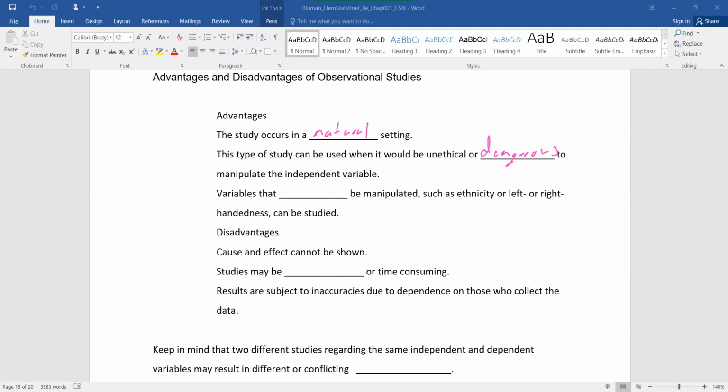Then, variables that cannot be manipulated, such as ethnicity or left or right handedness, can be studied. So things that cannot be changed or manipulated, like if you're white, I can't make you not white anymore. If you're left-handed, I can't force you to be right-handed. That'd just be, what's it called, ambidextrous or whatever. So things that I can't change, I don't have to change.